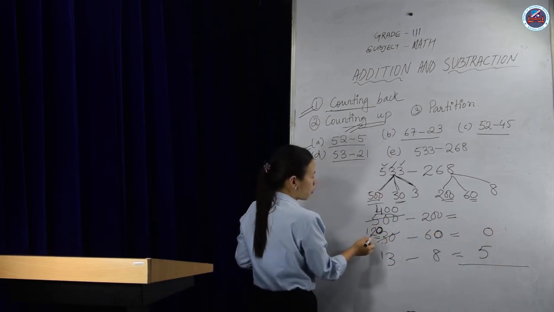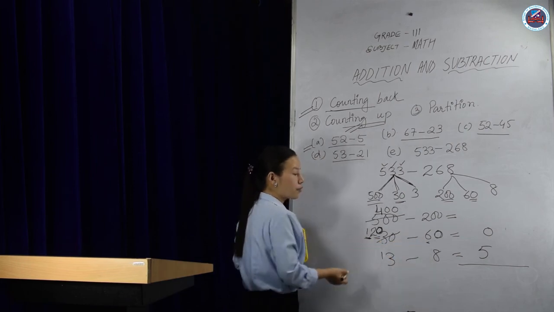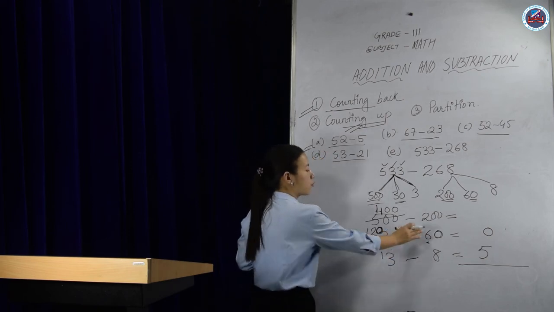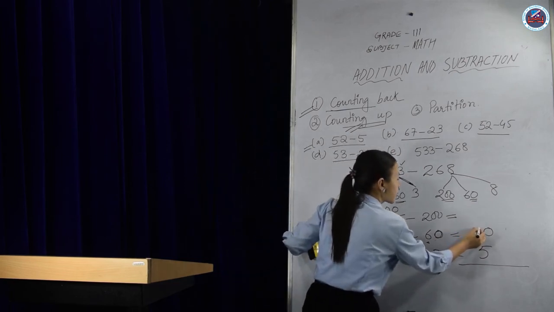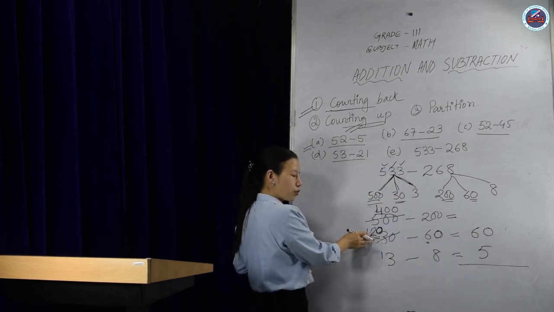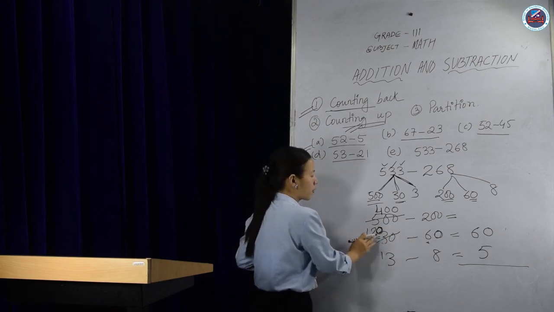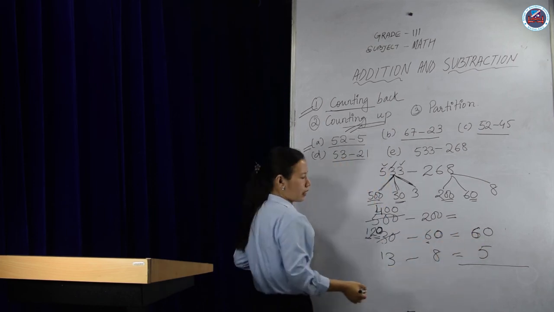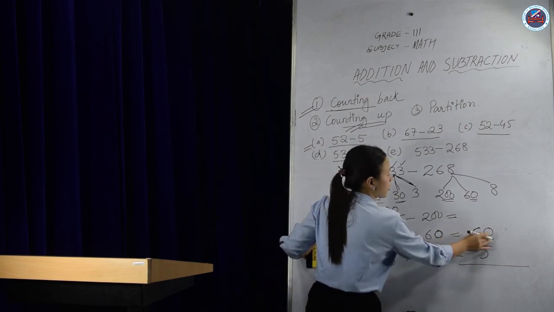Now what about this 12 and 6? We know that 12 is double of 6. So from 12, if we take away 6, what remains? Remaining is 6. That is, double of 6 is 12. So if you take 6 from 12, you get another 6. So that is 120 minus 60 is 60.